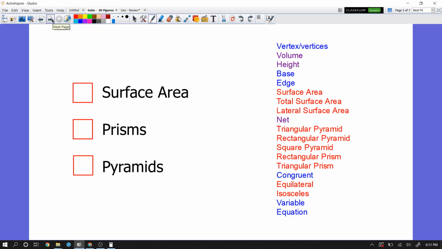There's three things that I want to review. The things that are in red are the things that you have got to know. The things that are in blue are the things you probably already know, and they're not super critical to you being successful or not. The stuff that's in purple is stuff you have to know. Like you will not make it if you don't know those three words. So let's do surface area.